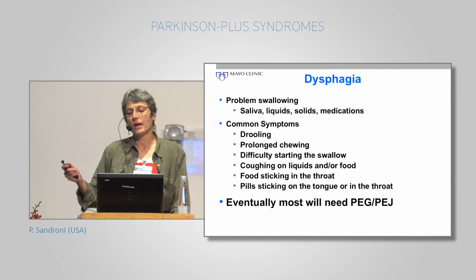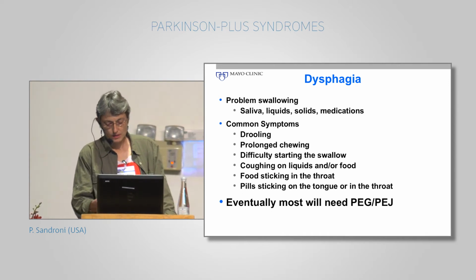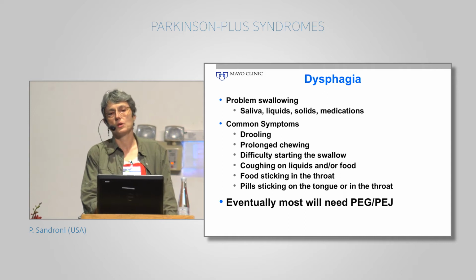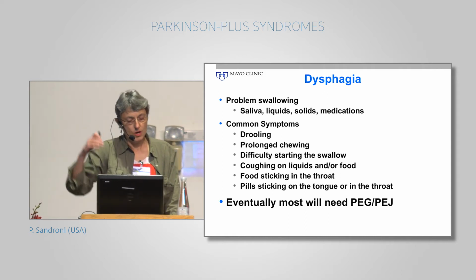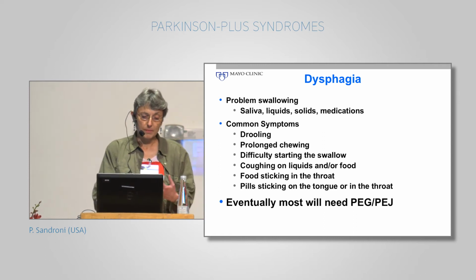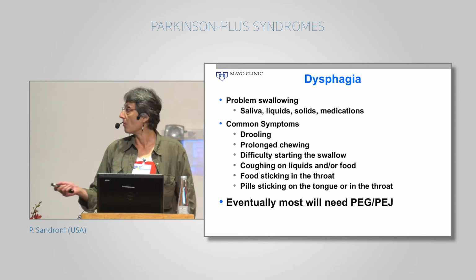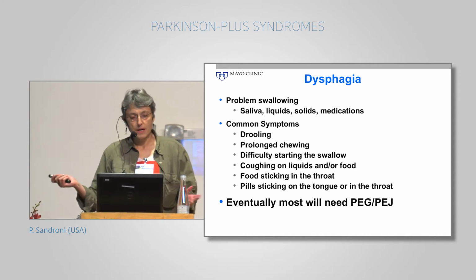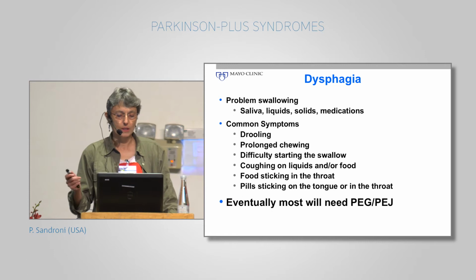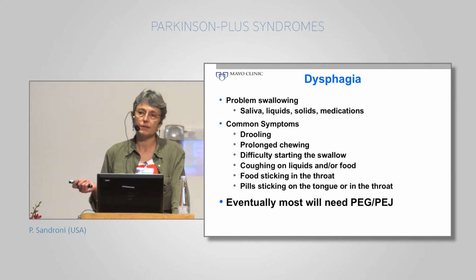With that, they also have dysphagia, a problem swallowing. That's common in Parkinson's, but again, in this patient, it's always a notch higher in terms of degree of severity. So they start with problems handling their secretions, liquids, then solids, and medications. Common symptoms, which are also present in Parkinson's, are drooling, prolonged chewing, etc. Eventually, most of these patients will need a feeding tube.